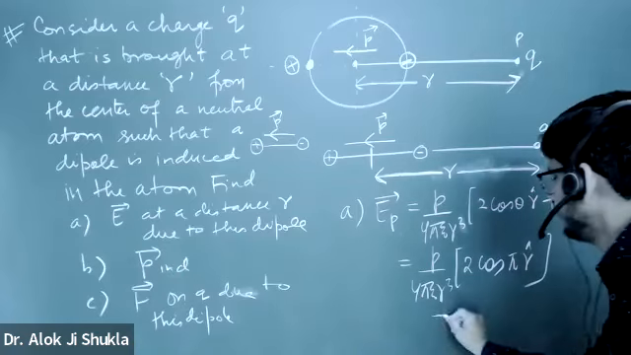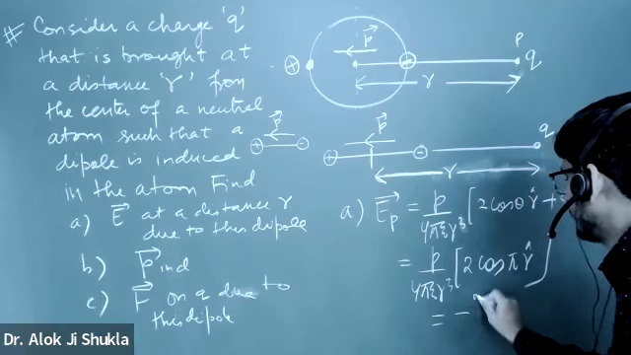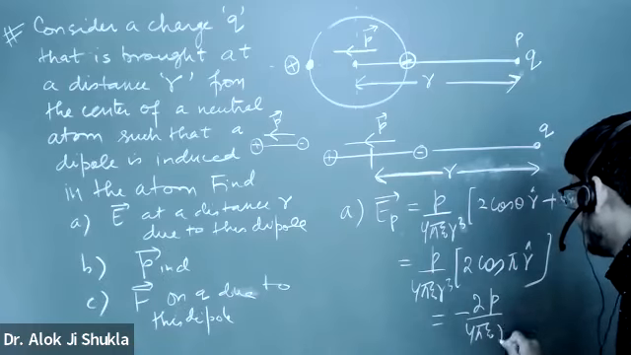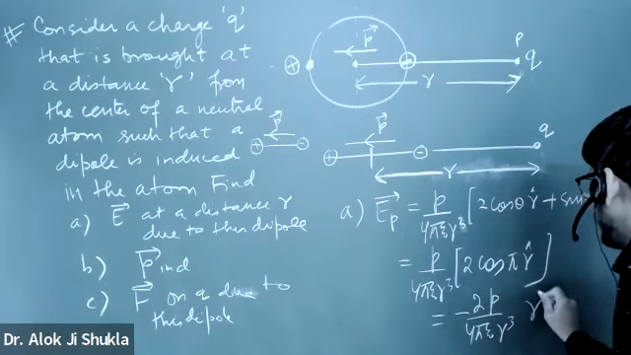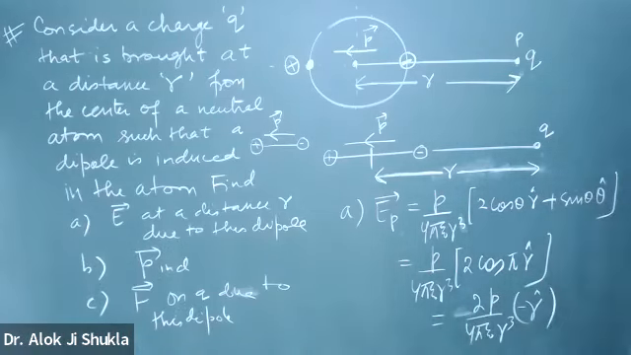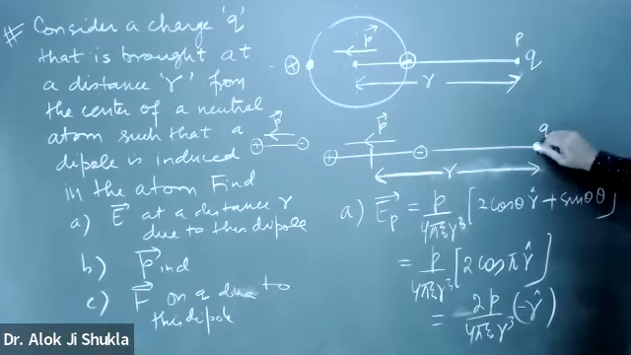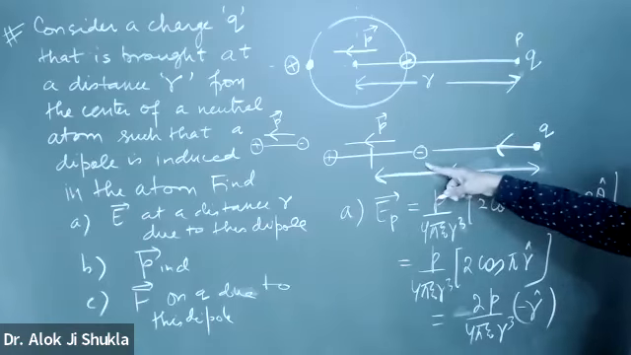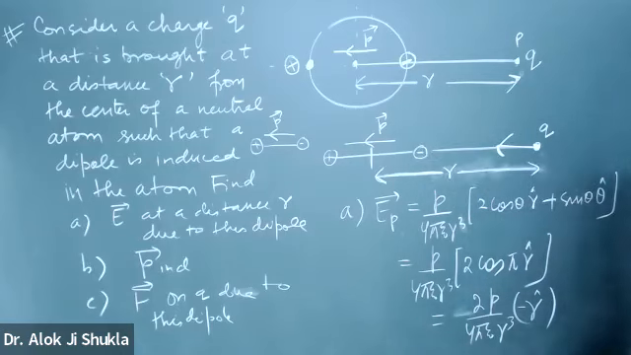So this will become minus 2p by 4 pi epsilon naught r cube into r cap, or put minus here, minus r cap. This is the field on the axis of the dipole, axial field. So if you want to check the field here, it will be going in this direction, which is so obvious because the negative charge is here. So the field will be going towards the negative charge. The negative sign is so obvious, right?